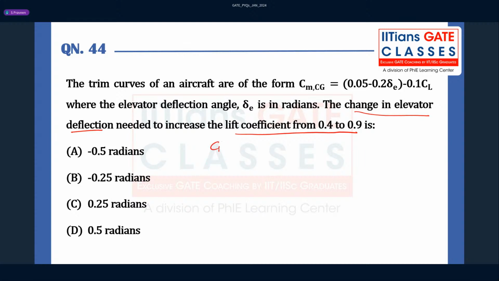So given that CMCG equal to 0.05 minus 0.2 delta E minus 0.1 CL, right? Okay. So which means he says the change in elevator deflection needed to increase lift coefficient, right? So he says trim curves, right? So at trim we know that, underline this, for trim, my CMCG is zero effectively, right? Trim is basically the point at which your net moments are zero, right?